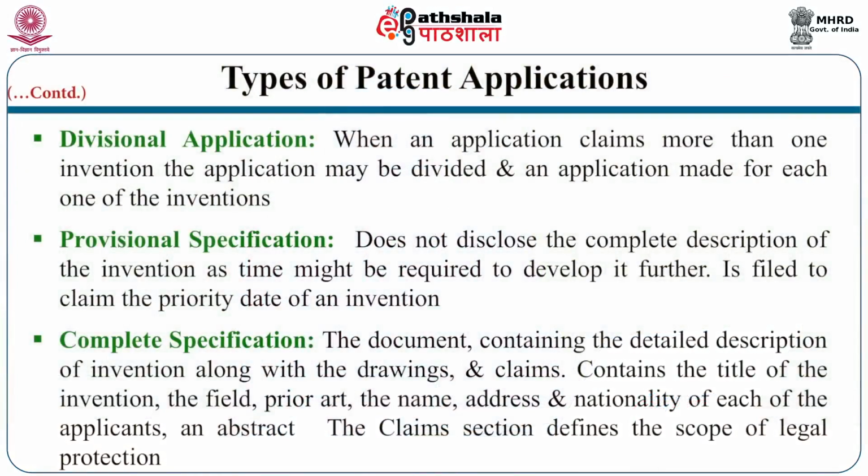The complete specification is a document containing the detailed description of the invention along with the drawings and claims. The description also has prior art first, and it would be such that the person skilled in the art may be able to perform the invention. The complete specification contains the patent number, title of the invention, the field to which the invention belongs, the patentee, the inventor, the applicant, the name and address and nationalities of the above, and also INID codes, the patent classification, both of which I will be talking about later, and claim section. Claim section in the specification defines the scope of legal protection.